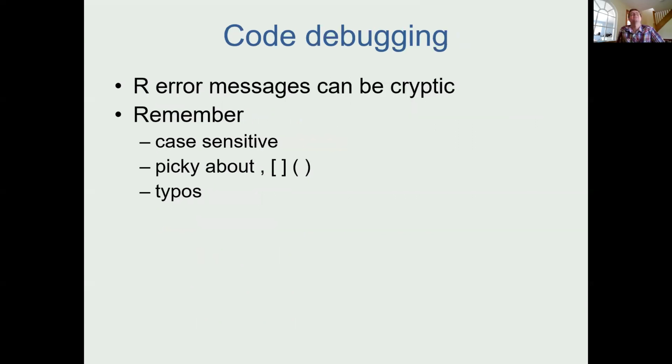The error messages that R gives sometimes can be really, really cryptic. Unfortunately, that's just how it is. Do remember they're case sensitive, so make sure you've got your capitals and lowercase right. R is very picky about commas and brackets. Have you got the commas in the right place? Are you using the right sort of brackets? Have you closed all the brackets you've opened? And it's also very, very susceptible to typos. So if you get any error messages, try and look for those three things.